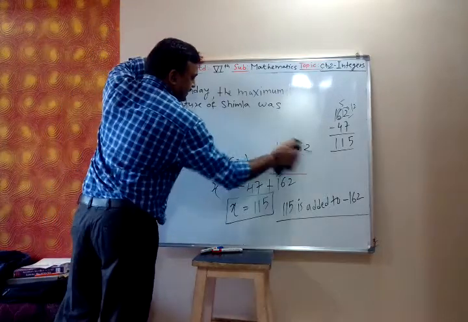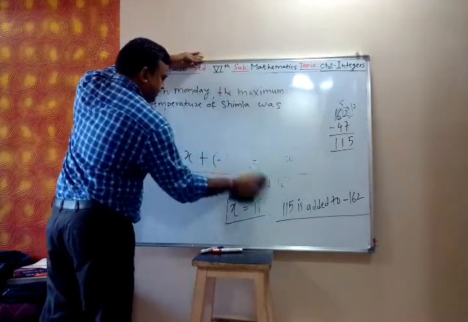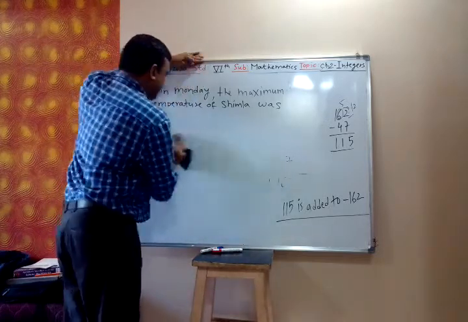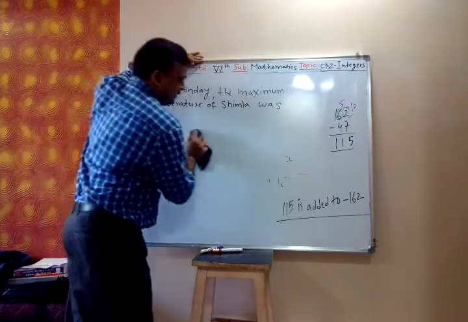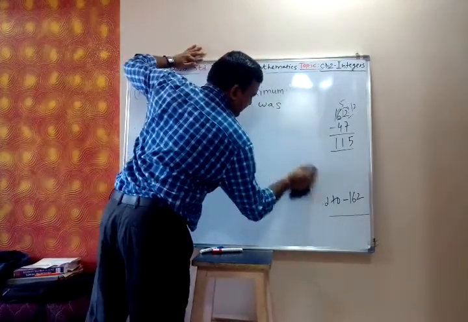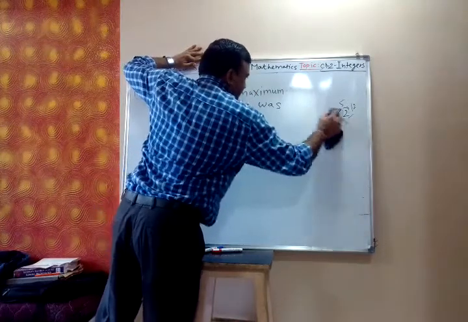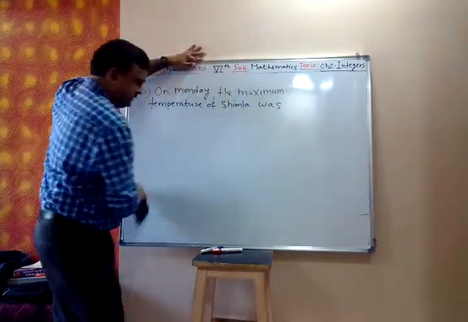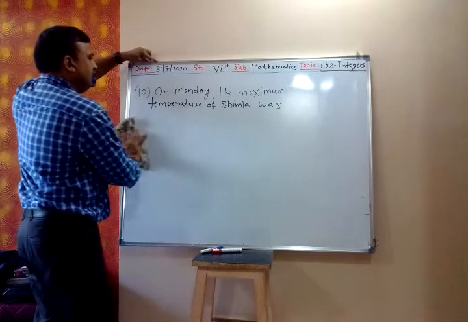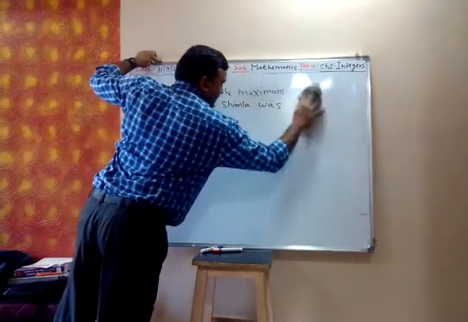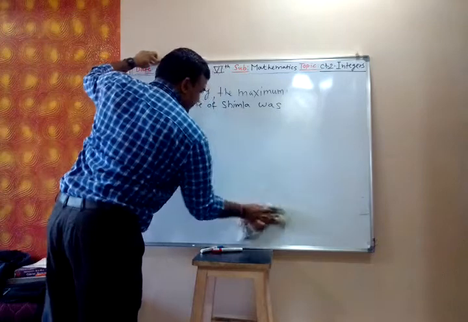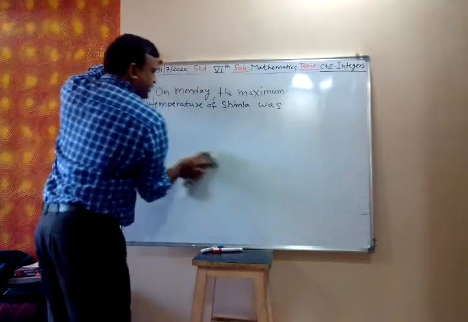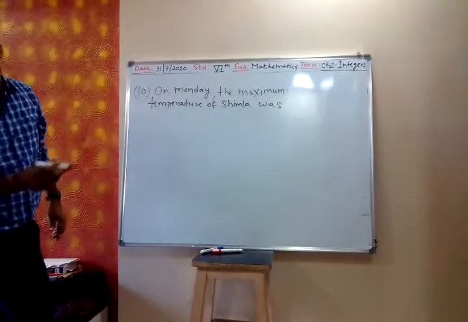On Monday, the maximum temperature of Shimla. Yes, mute the microphone. No discussion. On Monday, the maximum temperature of Shimla was 3 degrees Celsius. Yes, no discussion, please. On Monday, the maximum temperature of Shimla was 3 degrees Celsius. Alright, was 3 degrees Celsius.